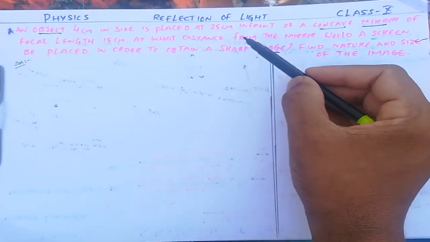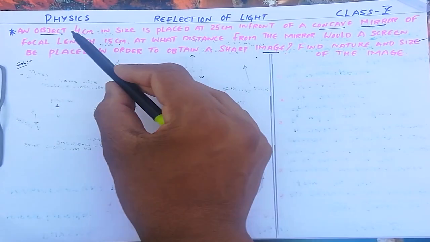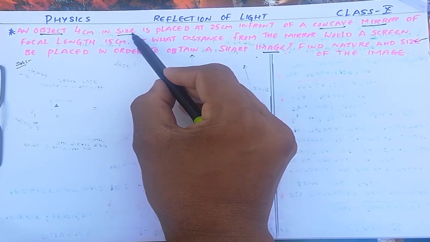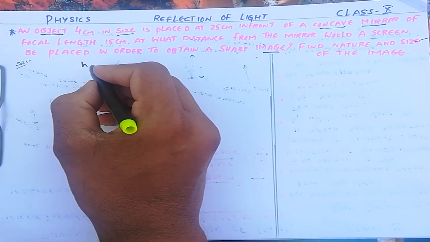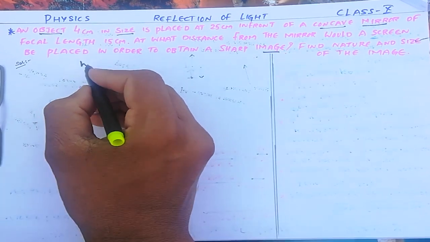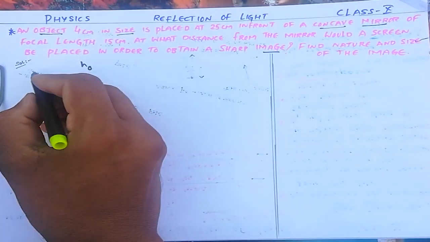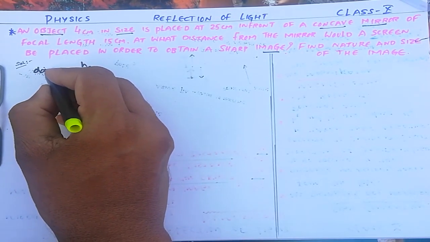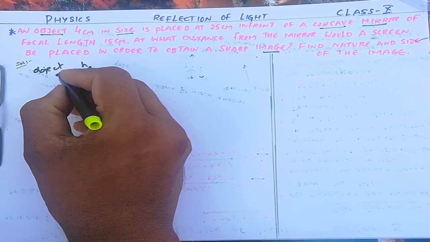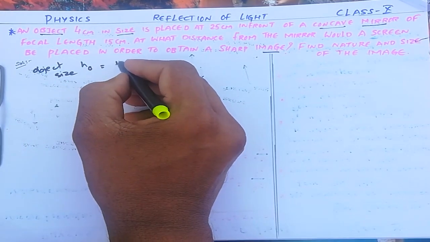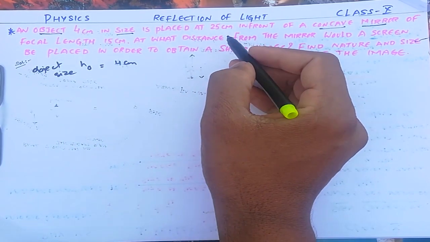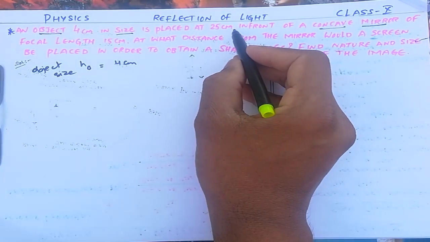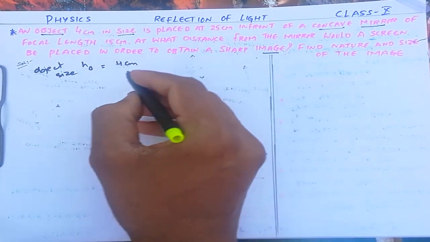So what is given in the question, we will write down first. Object 4 centimeter in size. Size means, in the formula I explained, represented with h. Object means O. Object size HO equal to 4 centimeter, according to the rules I'm taking. Placed at 25 centimeters. So this is nothing but the object distance.